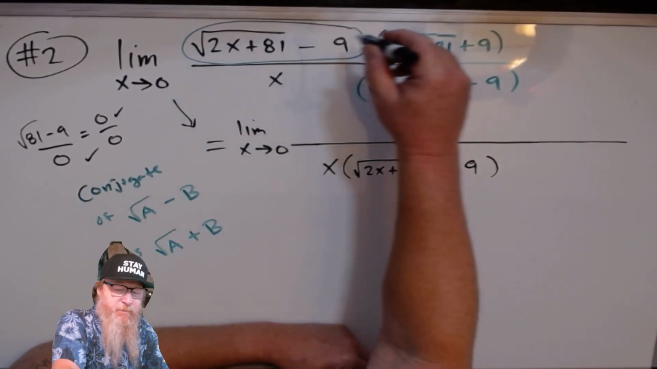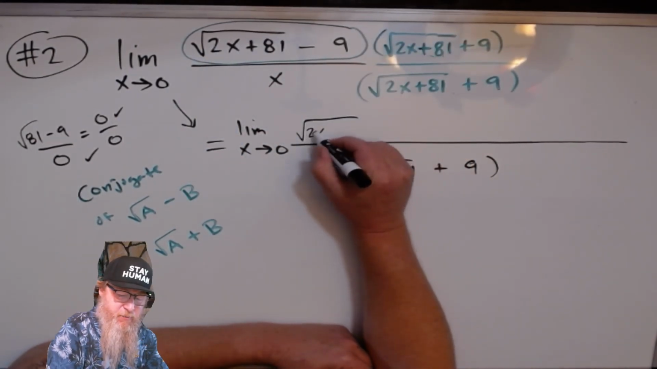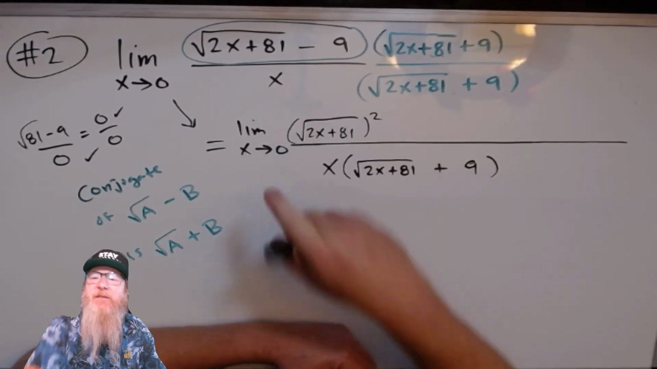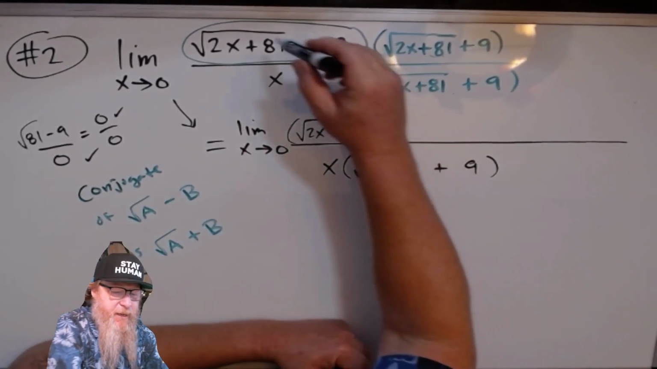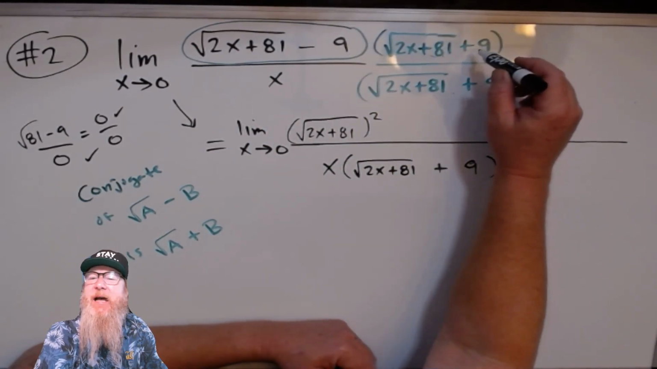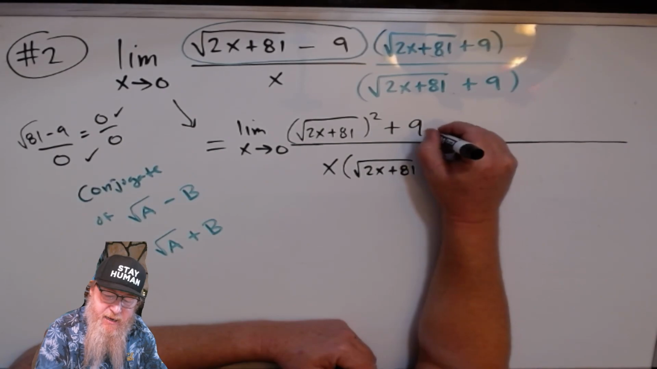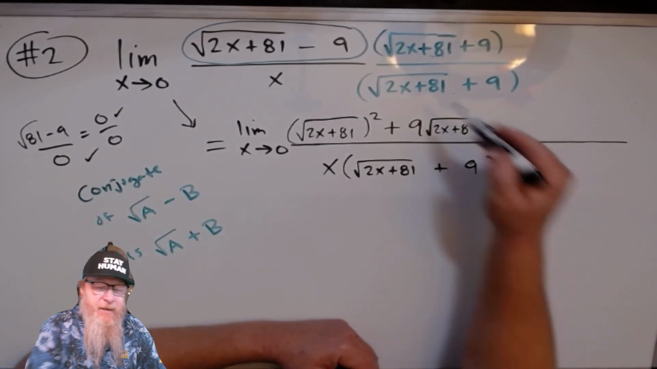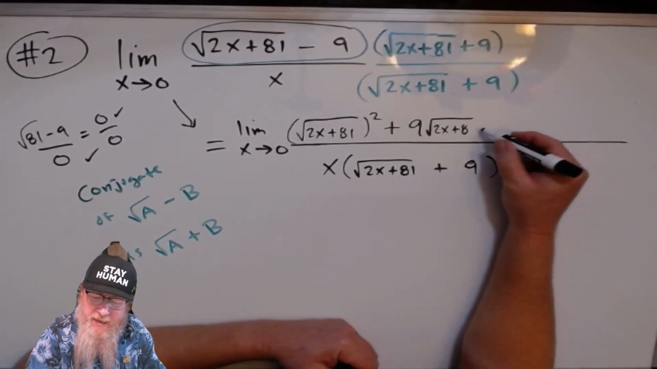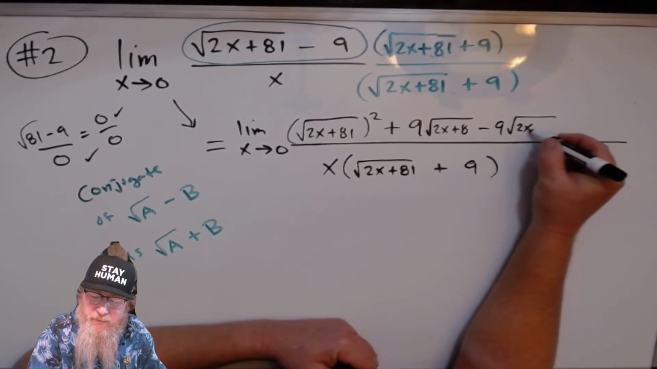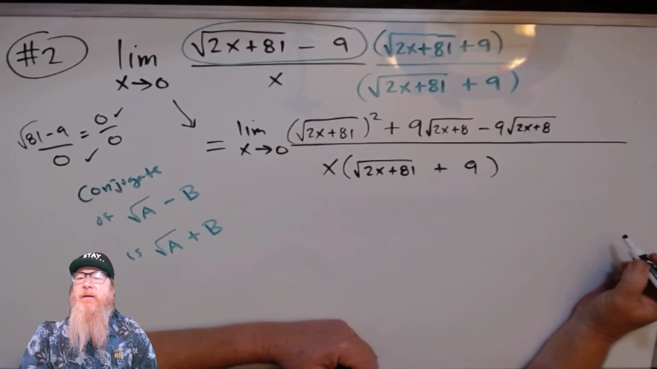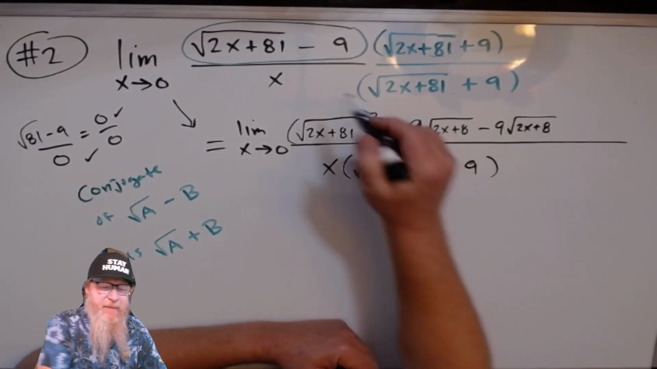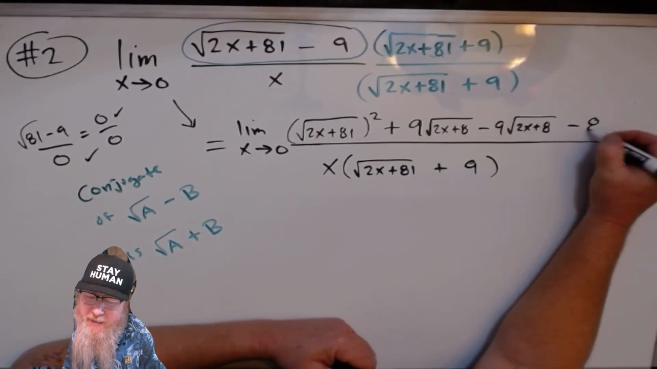So square root times the square root is the square root squared. If you want, you can cancel that out now. I'm just going to wait. Then you have the square root times positive 9. So that's positive 9 times the square root. Then you have the same square root times negative 9. So negative 9 times the square root. This is the step that I did not show in a similar example. And then I have negative 9 times positive 9, which is negative 81.